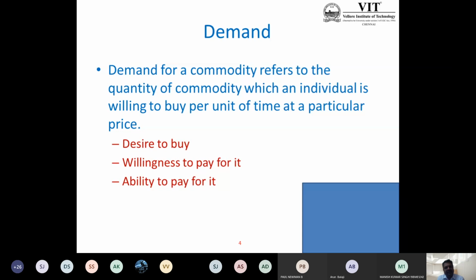So if a question comes in the examination, is there demand for this particular product, you should check these three criteria. It's not just a definition. Suppose a case study is presented to you. Check whether this has a demand in the given scenario. So you should check these three things. Is there a desire among the people to buy? Is there willingness to pay for it? Whether they have enough money in their pocket, the ability to pay for it. If these three things are there, then you say the product has demand.